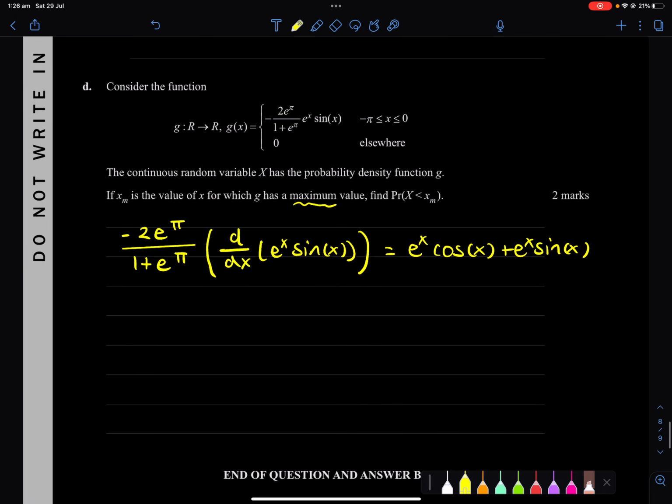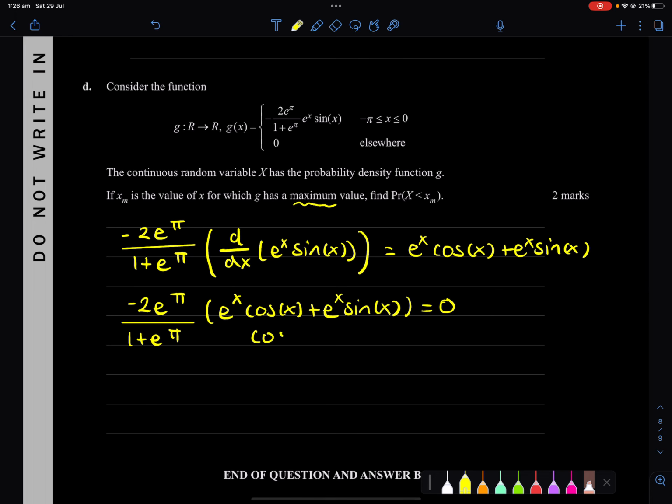And it's multiplied by, again, we don't want to forget this constant, which will mean that e^x cos x plus e^x sine x equals 0. So we want to calculate when it equals 0. That constant becomes 0 anyway, and e^x cannot equal 0. We're just getting the original. So cos x plus sine x equals 0.